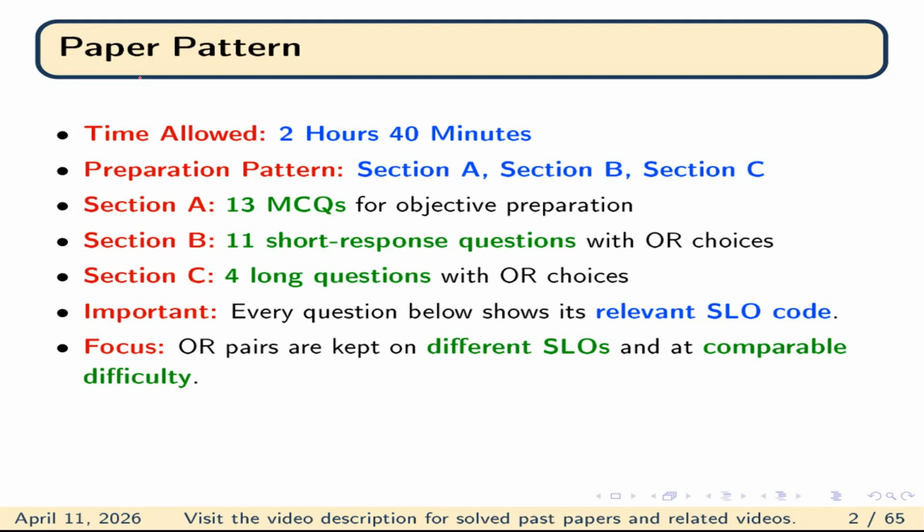Section A consists of 13 multiple choice questions for objective preparation. Section B has 11 short response questions with OR choices. And section C has 4 long questions with OR choices. Important: every question below shows its relevant SLO code. Choice or pairs are kept on different SLOs.